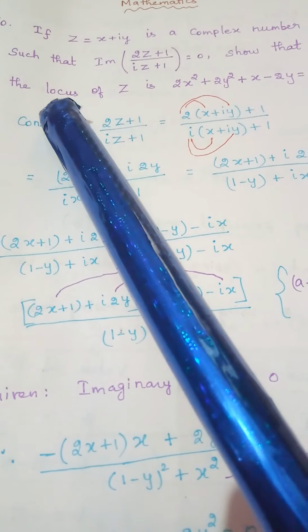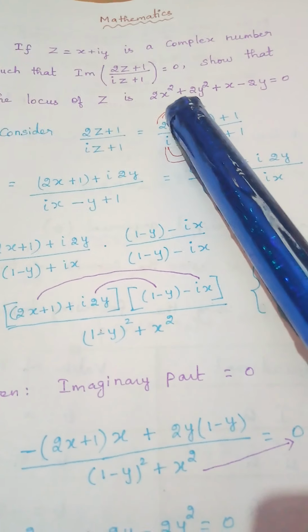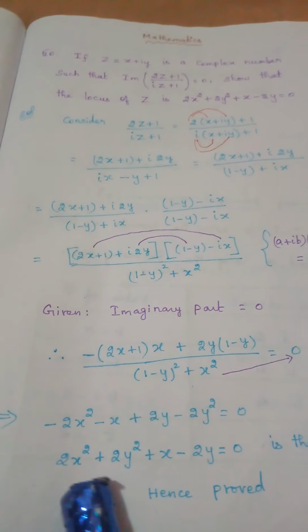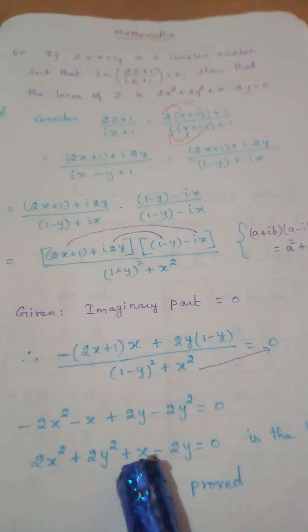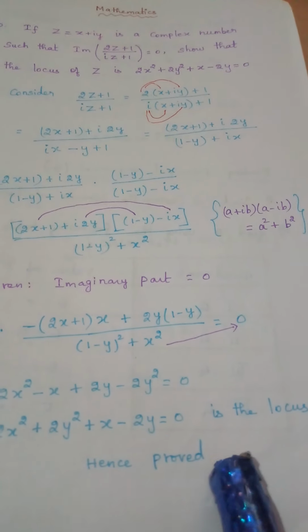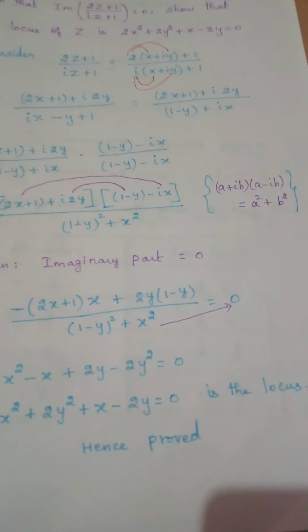If you see this, that is what they asked us to prove. Prove that the locus of z is this value, 2x square plus 2y square plus x minus 2y equal to 0. That is what I am proving here. 2x square plus 2y square plus x minus 2y equal to 0 is the locus, hence proved. I think you will understand this.